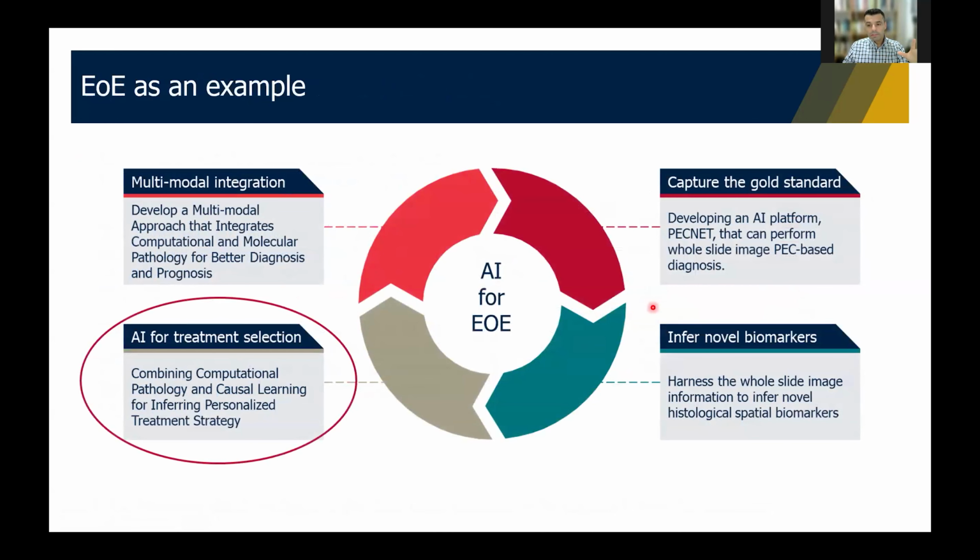So that's very cool. We captured the gold standard. We can now automate the process. We use abundance of information to infer biomarkers. Can we now use it to couple all this information to actual treatment? Can we now promote personalized medicine? So this person could get treatment A and the other one treatment B.